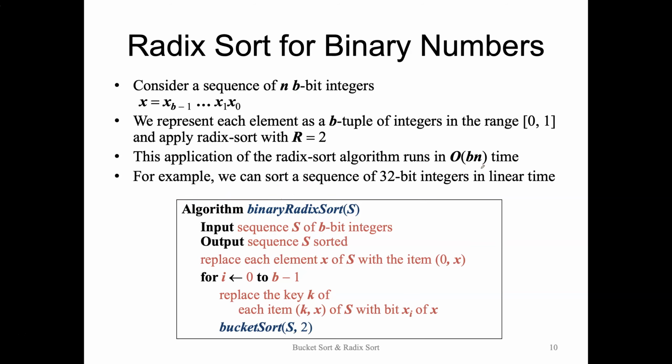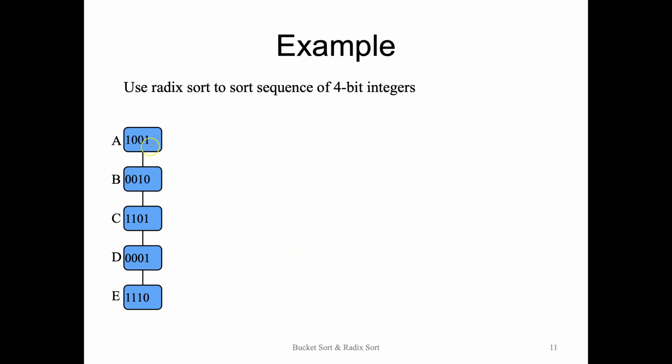So for example, let's say here are the 5 binary numbers that we want to sort. Using radix sort, we'll transform each of these single keys into, since these are 4-bit integers, 4 keys, from our most significant bit to our least significant bit. And we want to sort them.